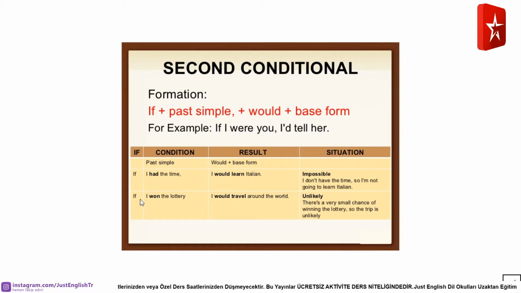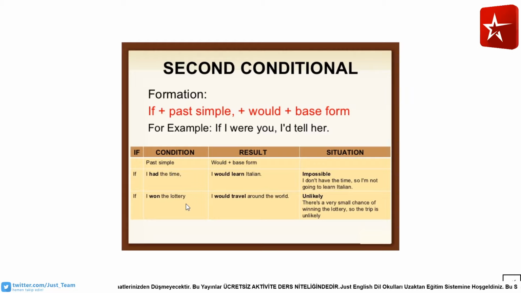The second one: if I won the lottery, I think I won't. If I won the lottery, I would travel around the world. Yes, because I would have lots of money and I would travel around the world. There is a very small chance of winning the lottery, so the trip is unlikely. I think you understand it. Yes, we use the second type of conditional sentences for imaginary or hypothetical situations.